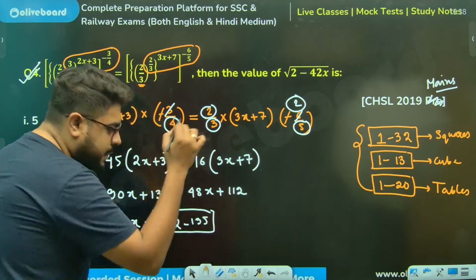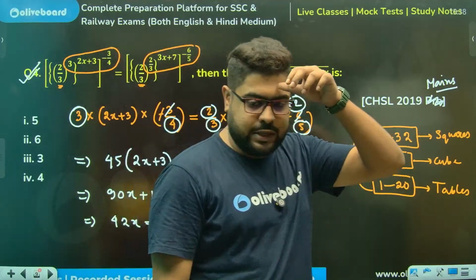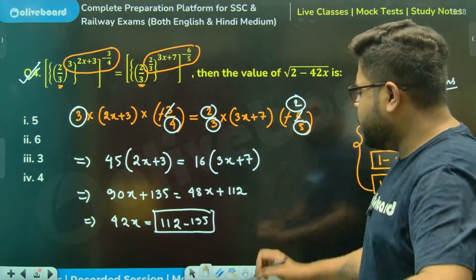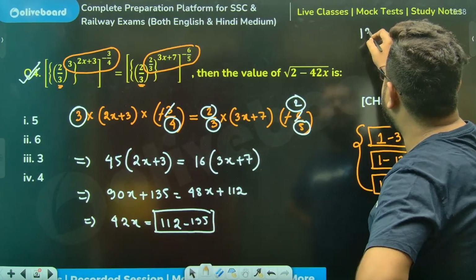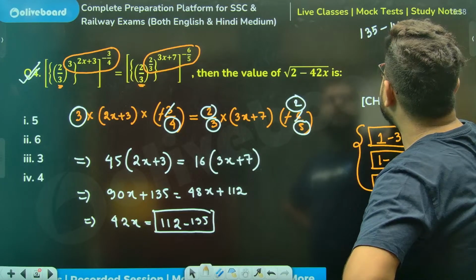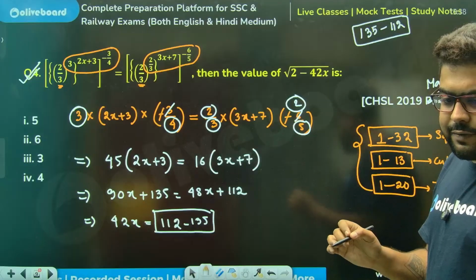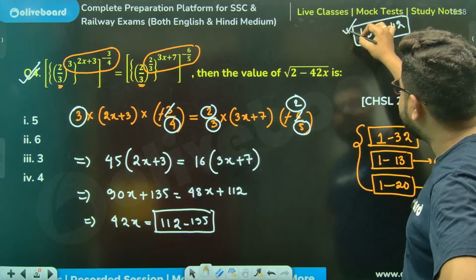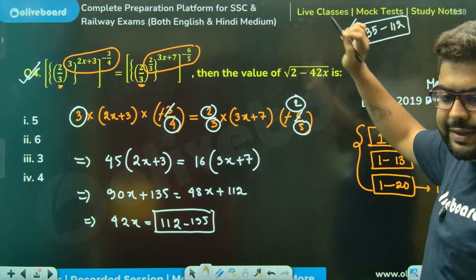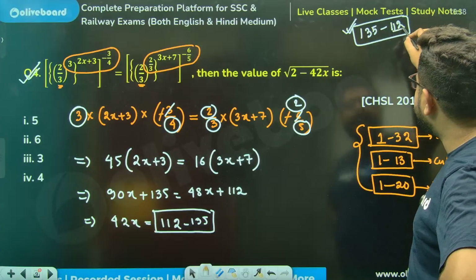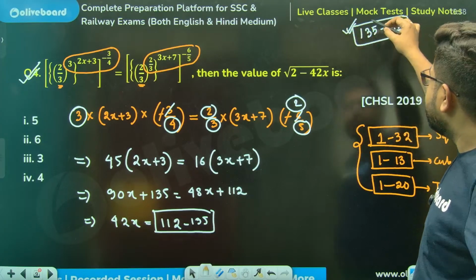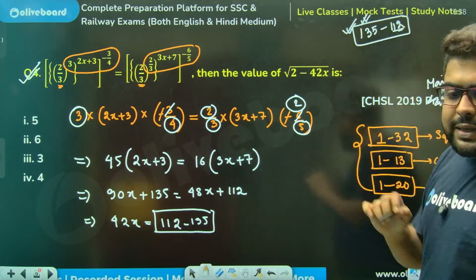Now again, many people get stuck here. How to do this? Ultimately what I'll do, I will in my mind do 135 minus 112. I'll not do 112 minus 135. I'll only do this much. But again, what is the best way of doing this? Sir, start from 110. 110 and 25 will get me to 135.